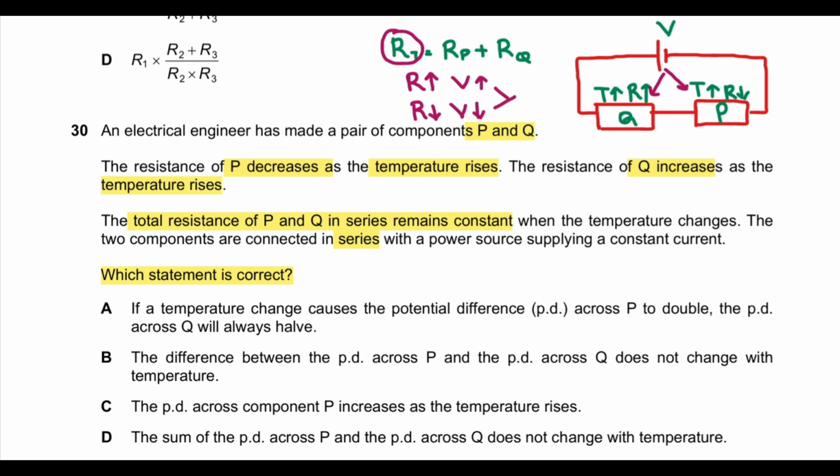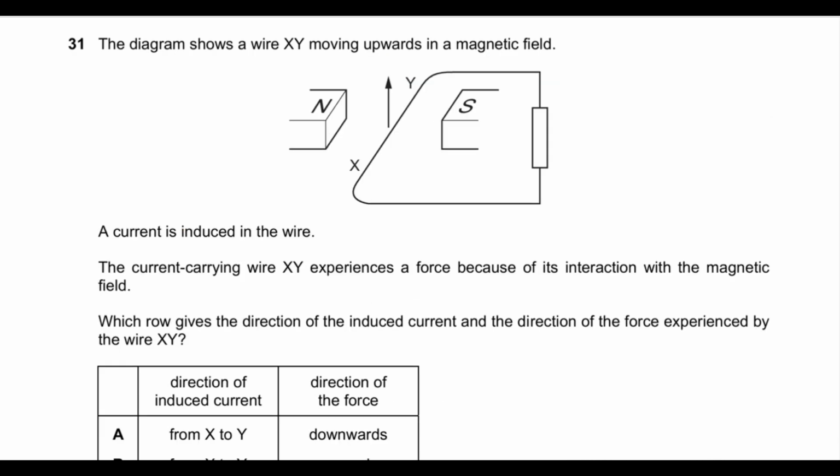To conclude, we can say whatever voltage Q and P receive, their total voltage would always be the same as supplied by the battery. So the sum of the potential difference across P and the potential difference across Q does not change with temperature.